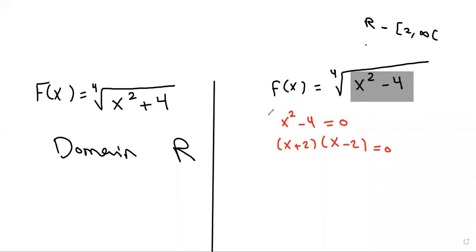So what did I say? If I want to find the domain, we will determine the sign of this expression. We will put x squared minus 4 equals 0. Then we will factorize: x plus 2 and x minus 2. Next, x plus 2 equals 0, so x equals minus 2. And x minus 2 equals 0, so x equals 2.